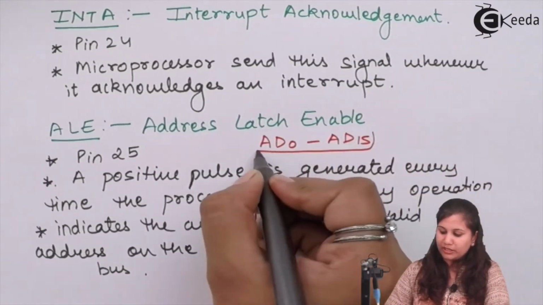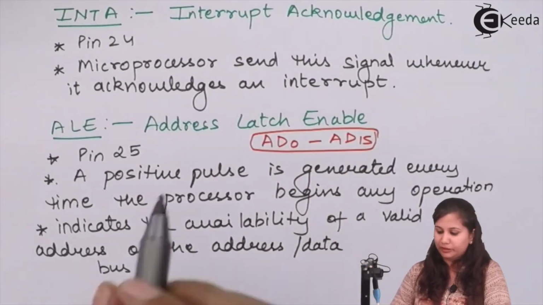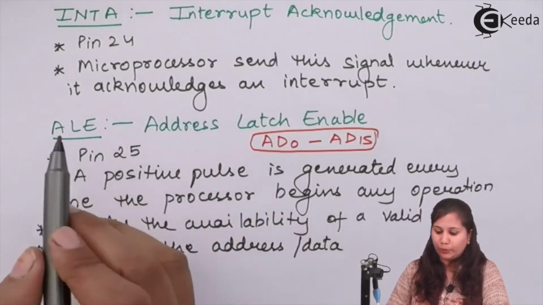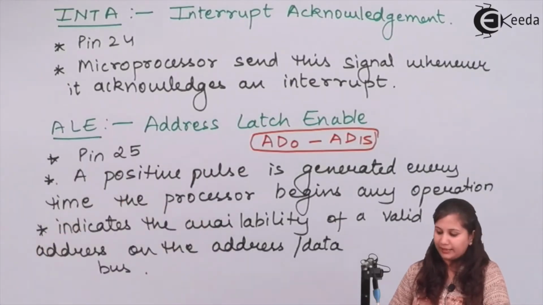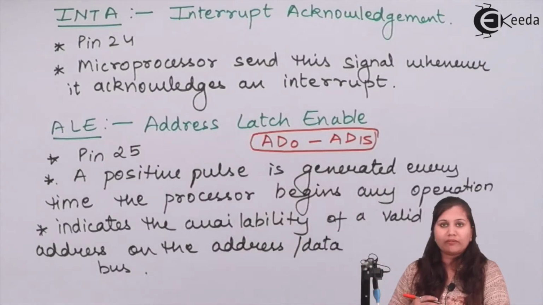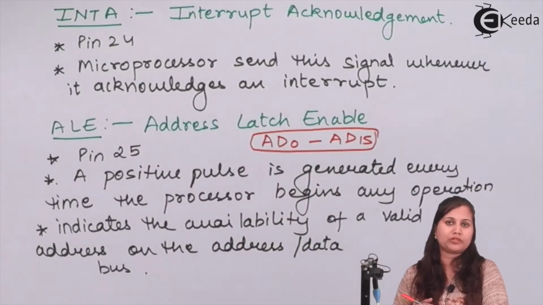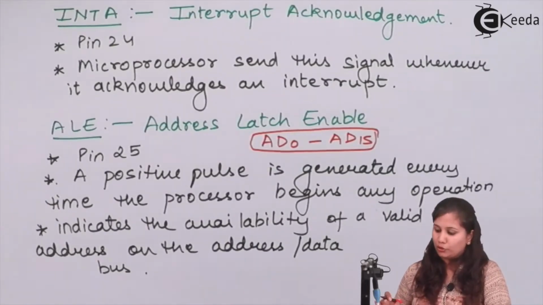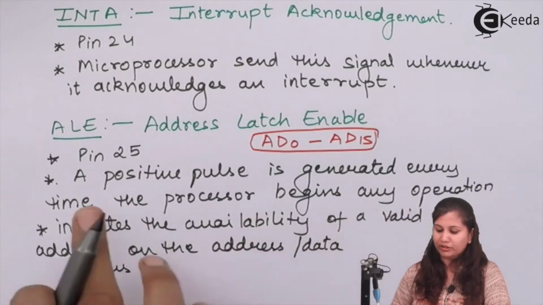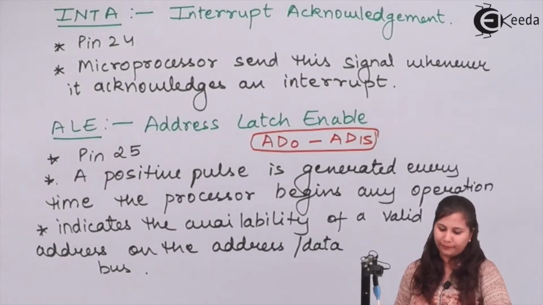So to distinguish on these buses whether data is available or address is available, this signal is used. When this signal is high, it means that the address is available on these buses. Every time the microprocessor starts any operation like a read operation or write operation, it needs the address of the memory location. So before starting any operation, a positive pulse means this signal is active high, this signal will be generated.